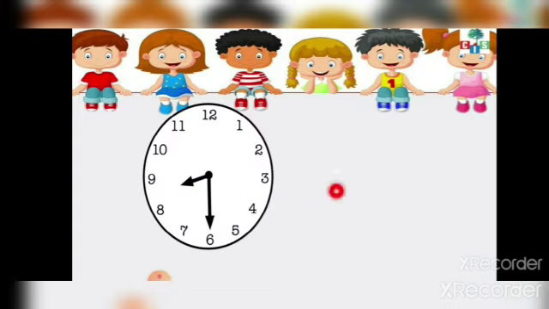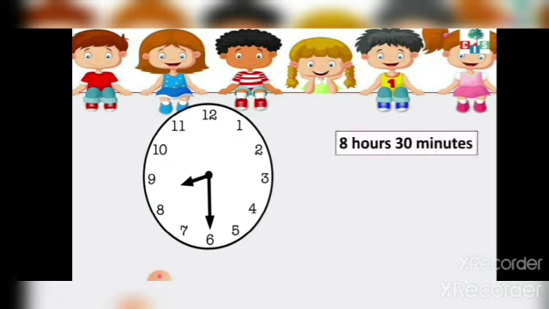Okay. Now the hour hand is between 8 and 9. It is between 8 and 9. And the minute hand is on 6. Right? So the time is 8 hours 30 minutes. Or you can also write it as half past 8. Right? Now, let's move to the next slide.